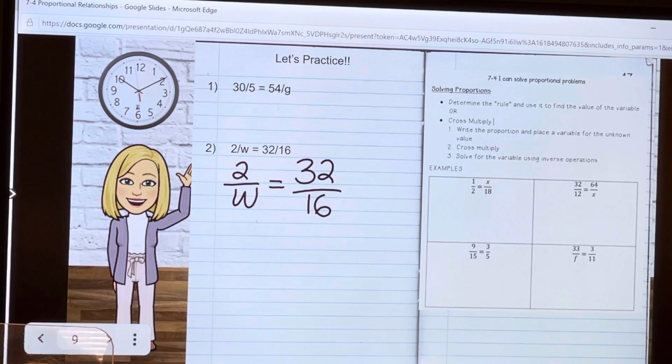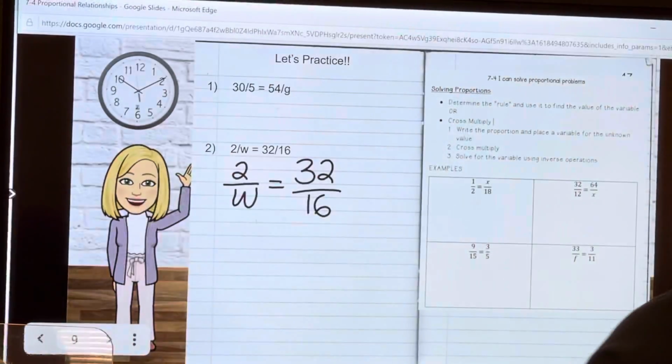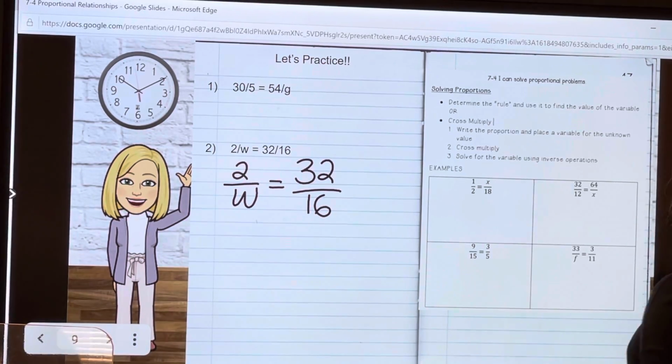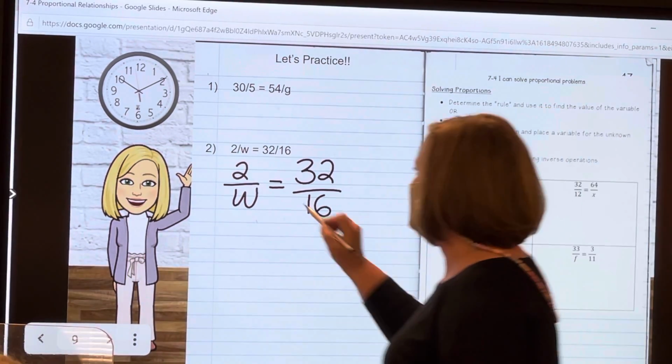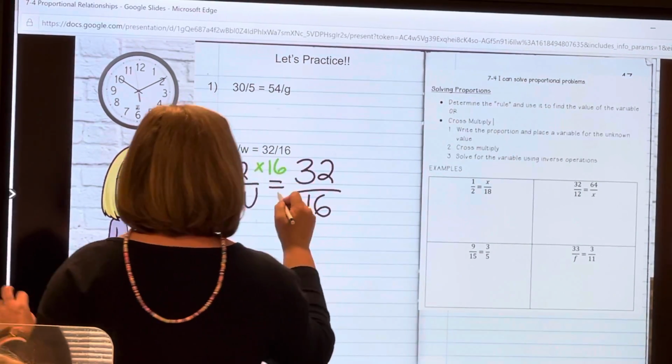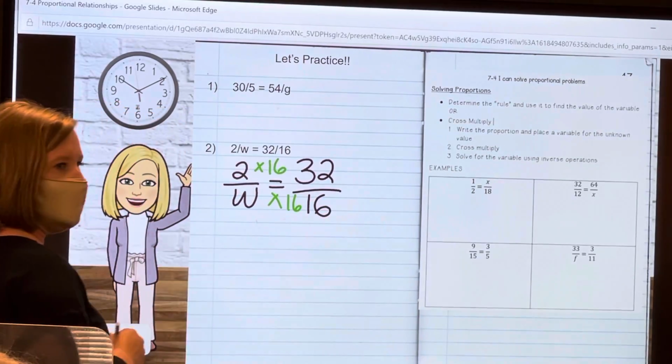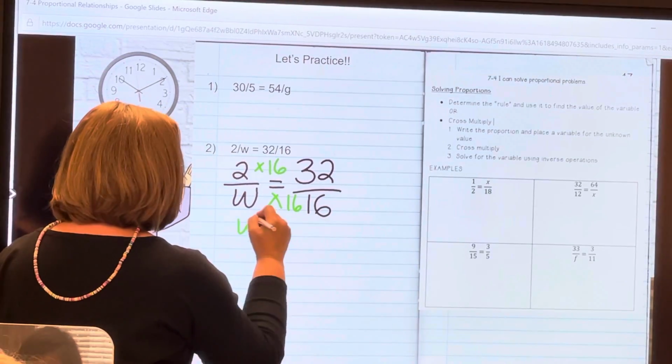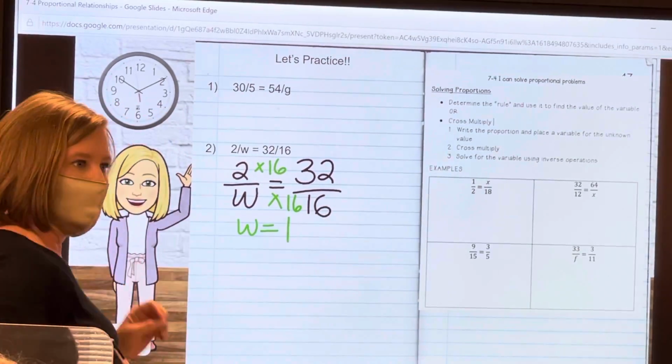So how do you get from 2 to 32? Okay, so what times 16 is 16? 1. Yep. Don't make it hard, okay? Alright, how do I get from 2 to 32? Times 16. So what times 16 is 16? 1. So W equals 1.